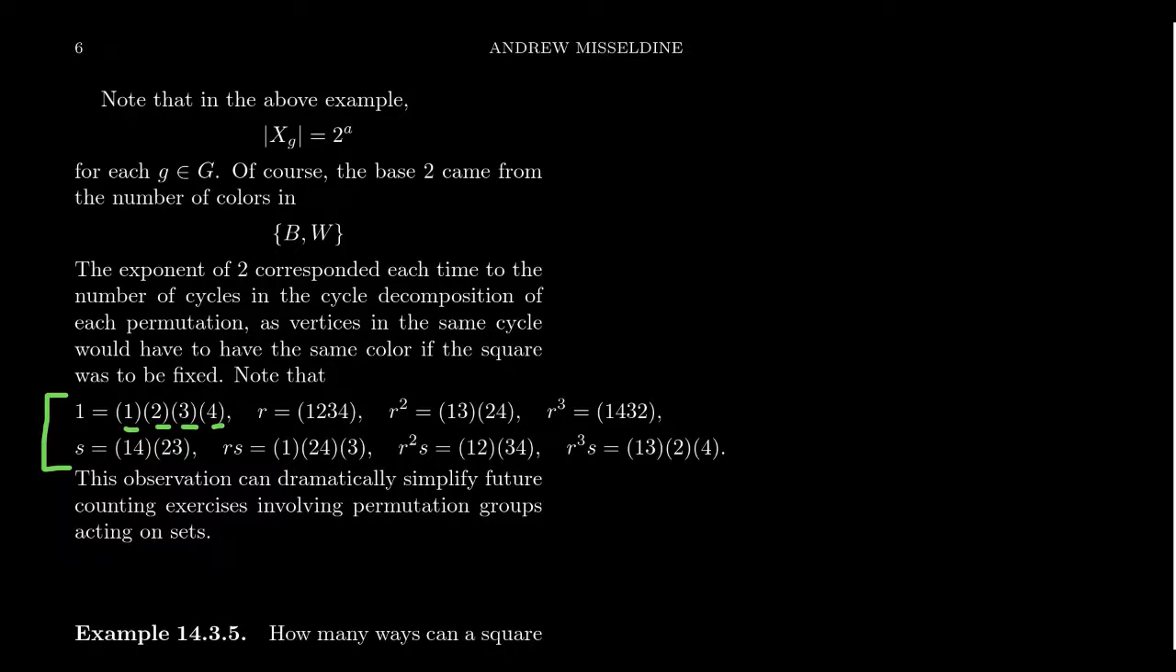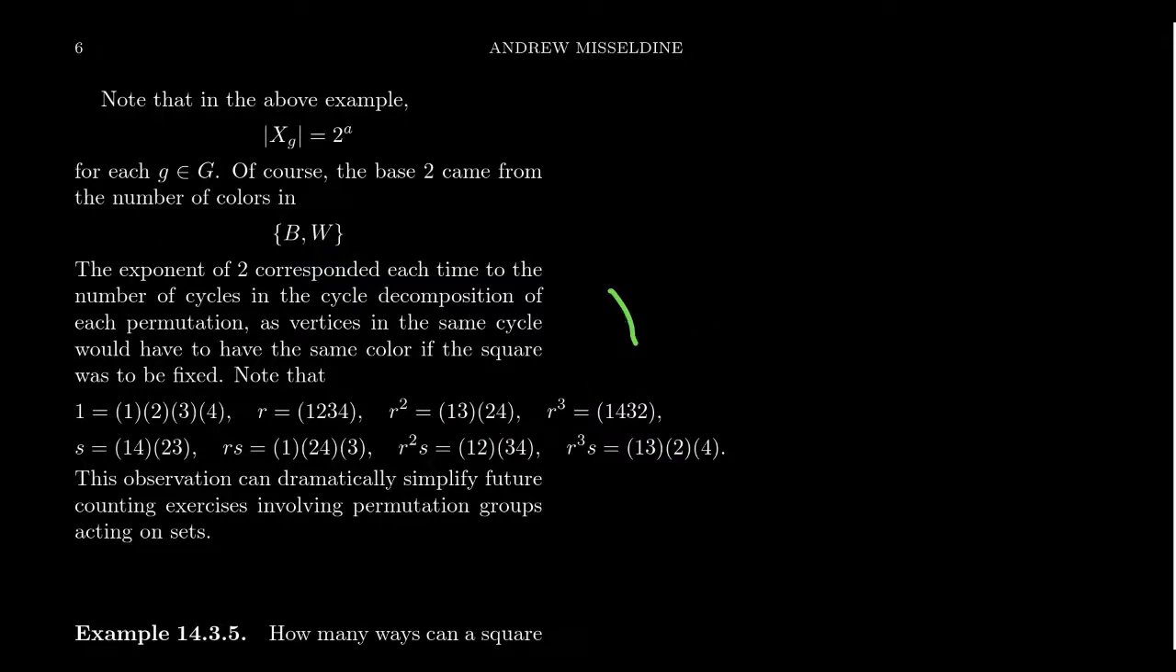Remember what the size of X_1 was? It was 2 to the 4th, 4 being the number of orbits, the number of cycles in this decomposition here. Then what about R? If you remember from the previous slide, when we looked at X_R, it had just 2, which is 2 to the 1st. Your base is 2, because you had 2 colors, 2 options. But then the exponent was 1 because you had 1 cycle in the permutation action there. What about the other ones? Well, for X_R squared, we had 2 squared. 2 came from the two colors. That's the base. And then the exponent, there are two cycles in the decomposition.